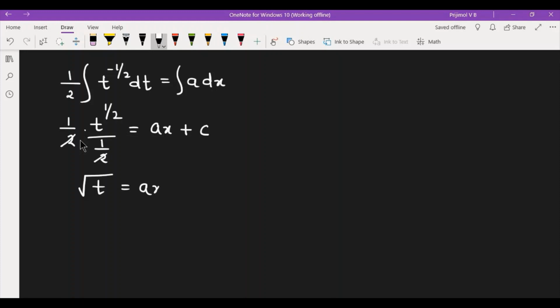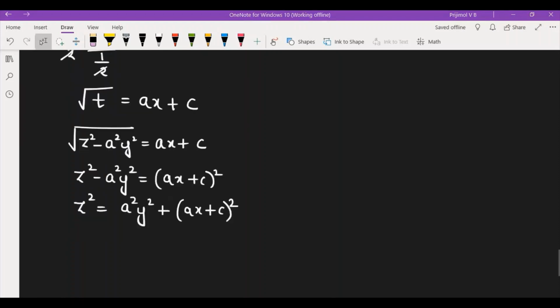But what is root t? You have to substitute t. Thus we have got the solution of our given partial differential equation.